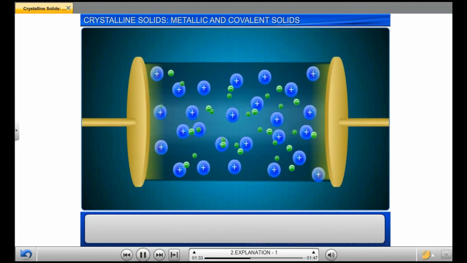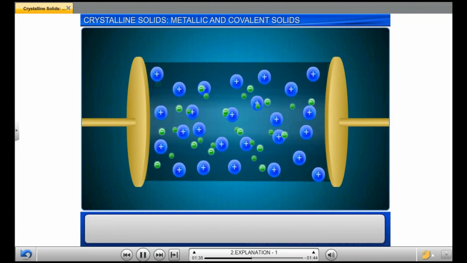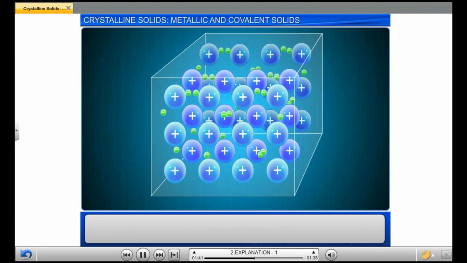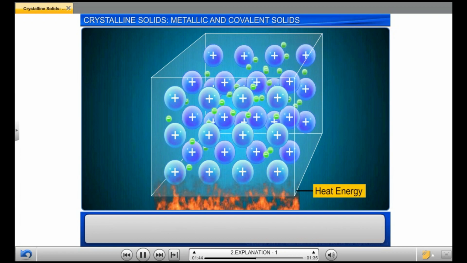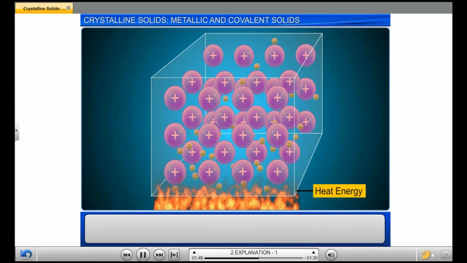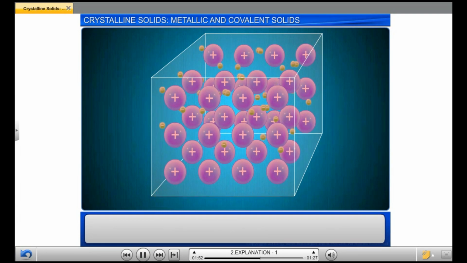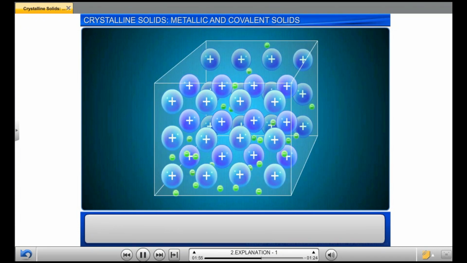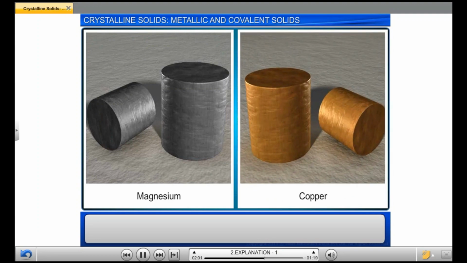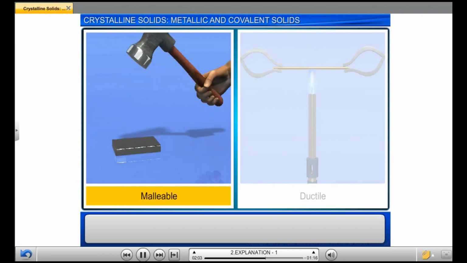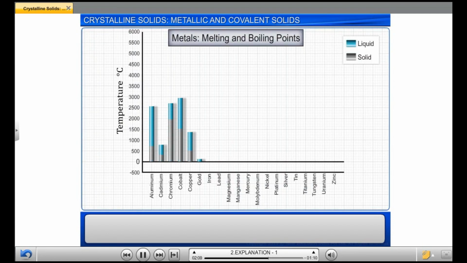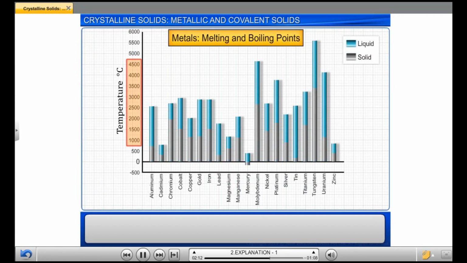The electrons flow through a network of positive ions when an electric field is applied. Similarly, when heat is supplied to one corner of a metallic solid, the free electrons spread the thermal energy evenly throughout the solid. The presence of free electrons also accounts for the luster and color in some cases. Metals are highly malleable and ductile. Metallic solids have fairly high melting and boiling points.